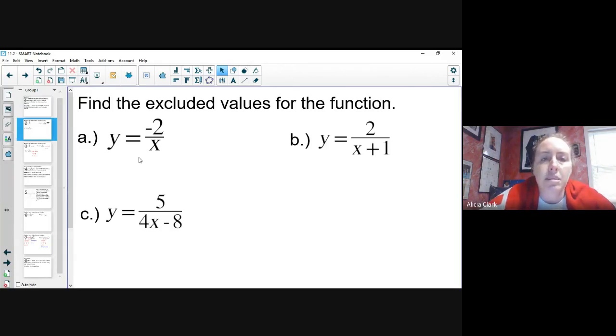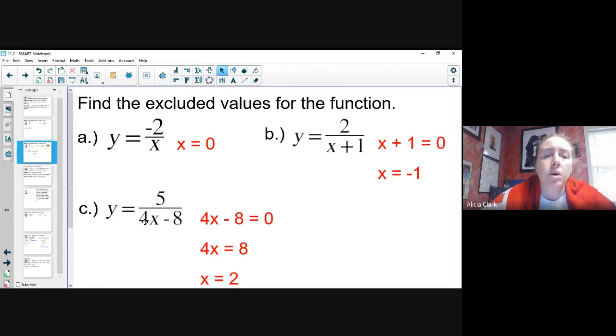So first thing that we're going to talk about is finding the excluded values. Okay, so this first one here, we've got y equals -2 over x. Anytime we're finding an excluded value, we are only looking at the denominator, which in this case is just x. On b here, we've got in the denominator x plus 1. On this function c, we've got the denominator of 4x minus 8. So anytime we're looking for excluded values, we're only looking at those things in the denominator.